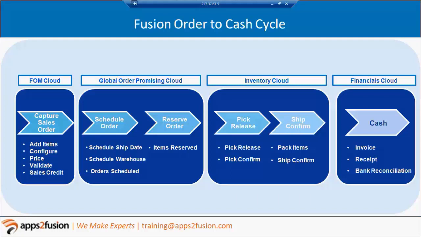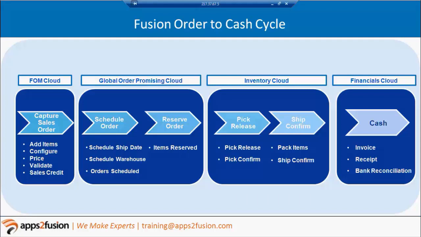Coming to the inventory cloud, we have pick release and ship confirm as part of the inventory cloud, though it is actually done by the model shipping. The most important things are the pick release and the pick confirm. And for ship confirm, we have the ship confirm and the pack items as part of the ship confirm UI. In the shipments UI, a shipment here is a delivery in EBS terminology. What you call delivery in EBS is now called a shipment in Fusion or the cloud terminology.